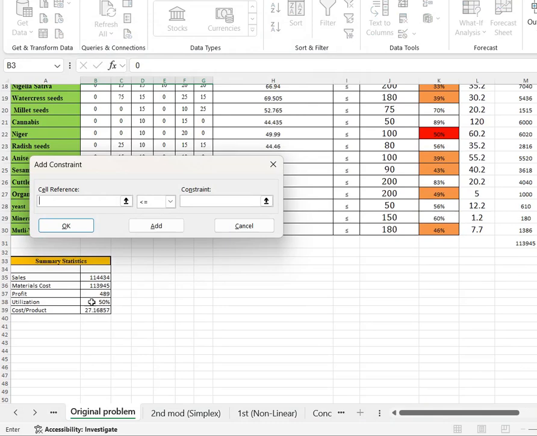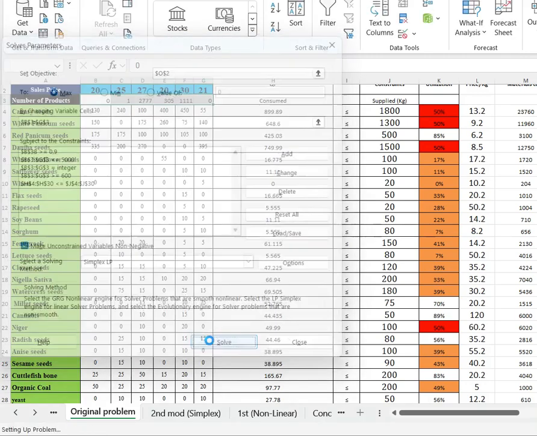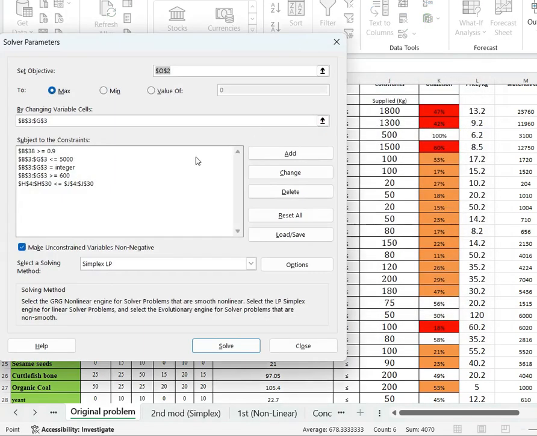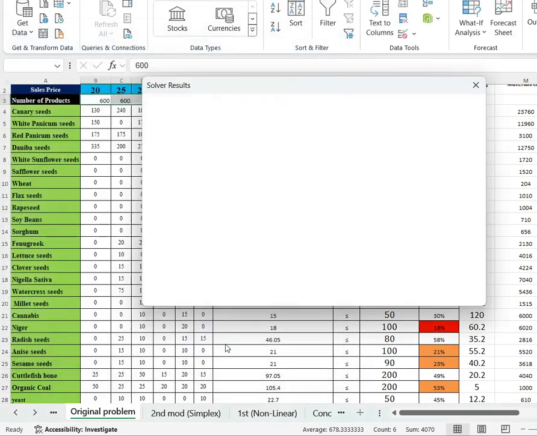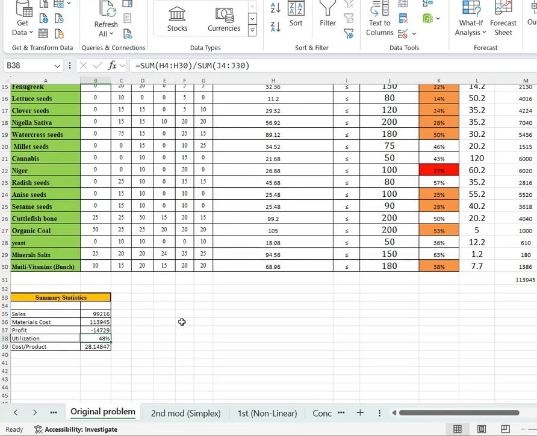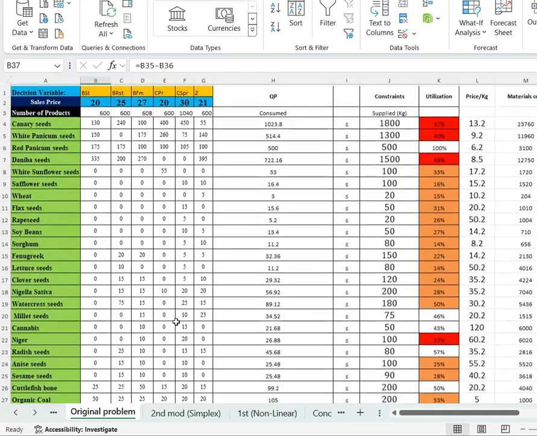We click OK, and we solve the problem. Let's add that the utilization here must be greater than or equal to 0.9. Let's give it a try. Okay, solver couldn't find a feasible solution. So this is something that we faced. Let's remove that constraint and solve the problem again. Okay, we have an answer. We have these amounts to be produced, the utilization here is 84%, and the profit is negative, but we have an answer.